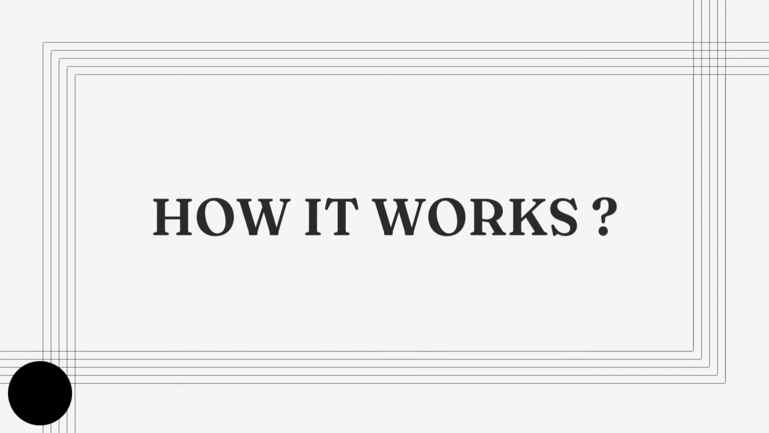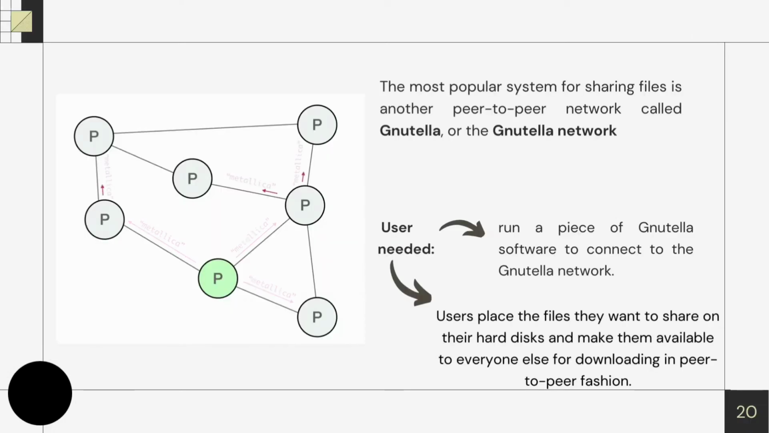How Gnutella works. The most popular system for sharing files is another peer-to-peer network called Gnutella, or the Gnutella network. Users need to run a piece of Gnutella software to connect to the Gnutella network. Users place the files they want to share on their hard disk and make them available to everyone else for downloading in peer-to-peer fashion.